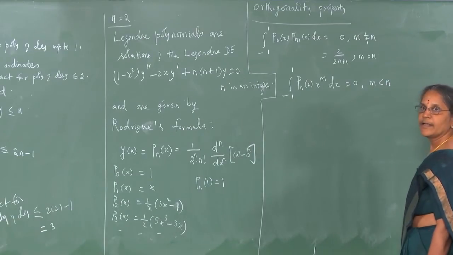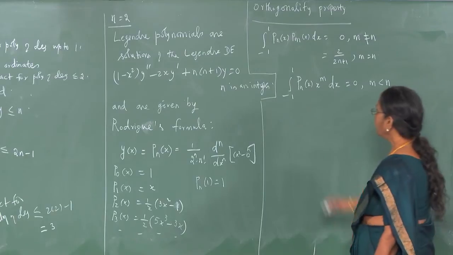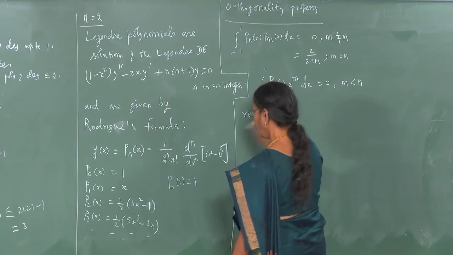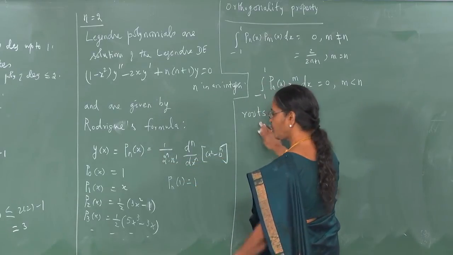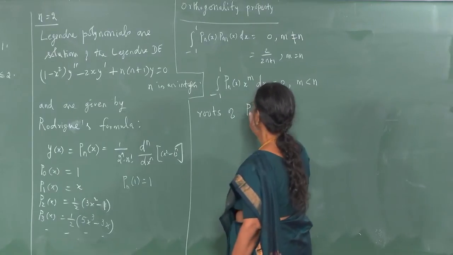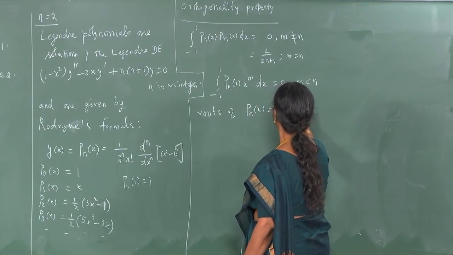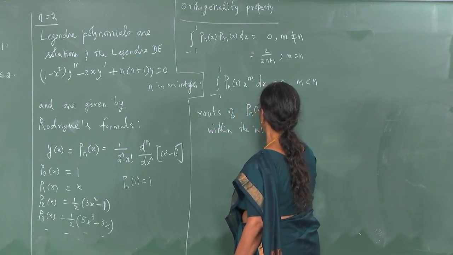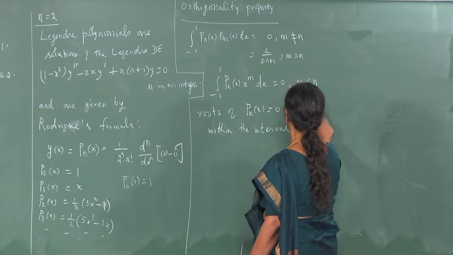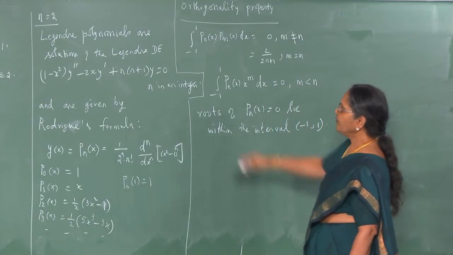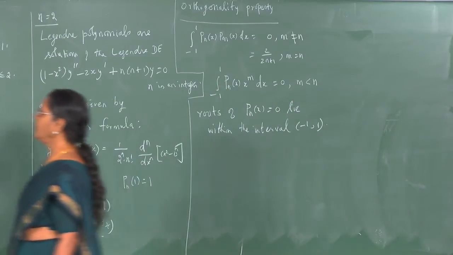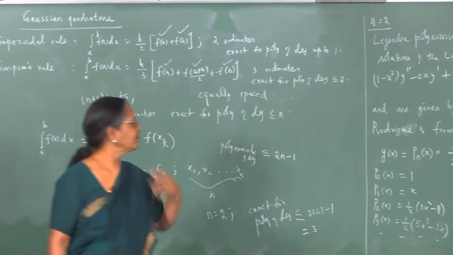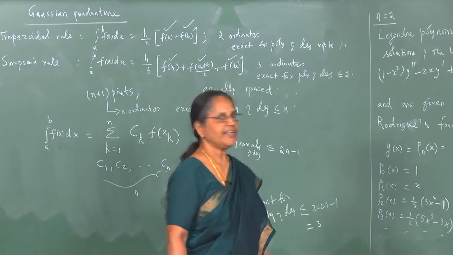Further, the roots of these polynomials, or zeros of these polynomials, or the roots of Pn of x equal to 0, lie within the interval minus 1 to 1. So, these are some properties which we require in deriving Gaussian quadrature formulas. So, we have recalled these results.